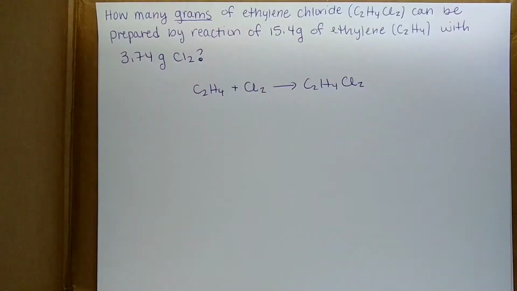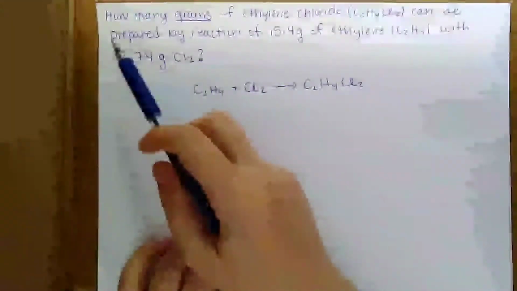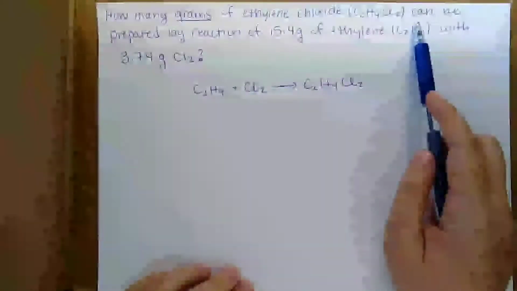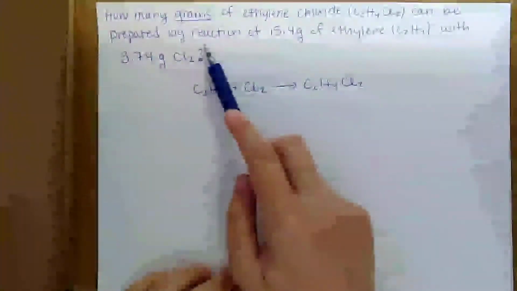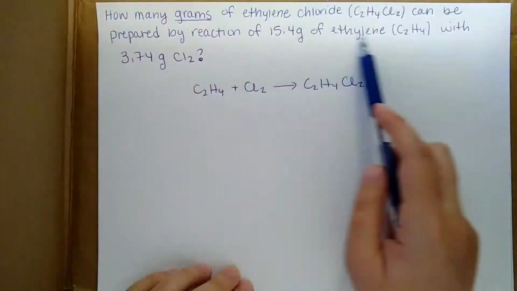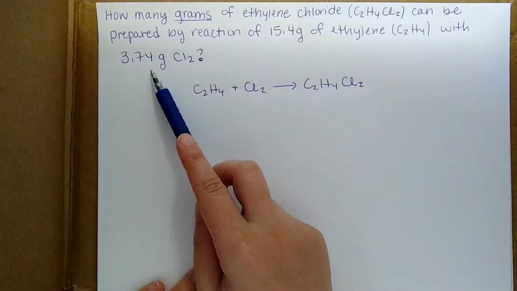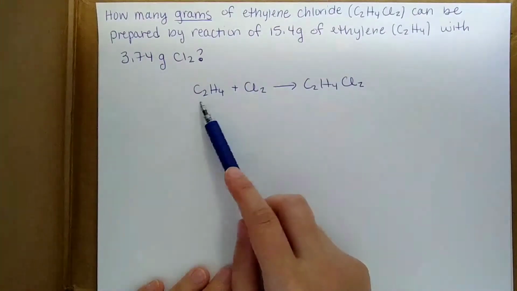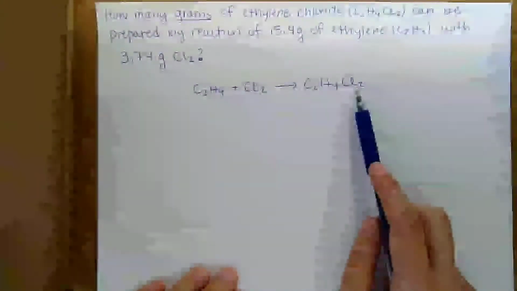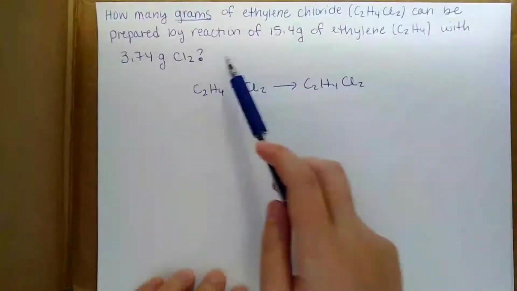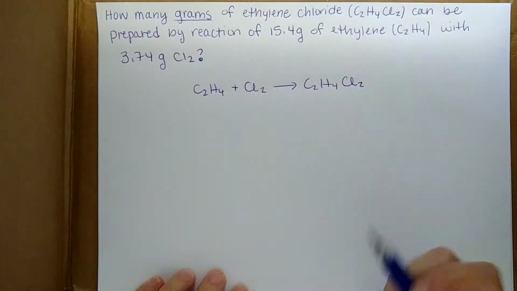Hey guys, this is going to be a limiting reactant example video. So let me read out the question. This question is asking how many grams of ethylene chloride, which is this species here, can be prepared by reaction of 15.4 grams of ethylene, so this species here, with 3.74 grams of Cl2. So here's the balanced reaction written out. This would be given to you in the question since we don't know how to write organic compounds yet.